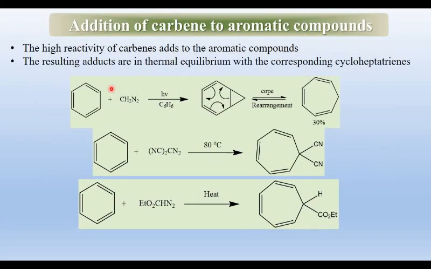Carbene can also be added or reacted to aromatic compounds. The high reactivity of carbene adds to the aromatic compounds. The resulting adducts are in thermal equilibrium with the corresponding cycloheptatriene. When diazomethane in the presence of light reacts with benzene, the cyclic product is formed. It is rearranged by the Cope rearrangement to the cycloheptatriene.